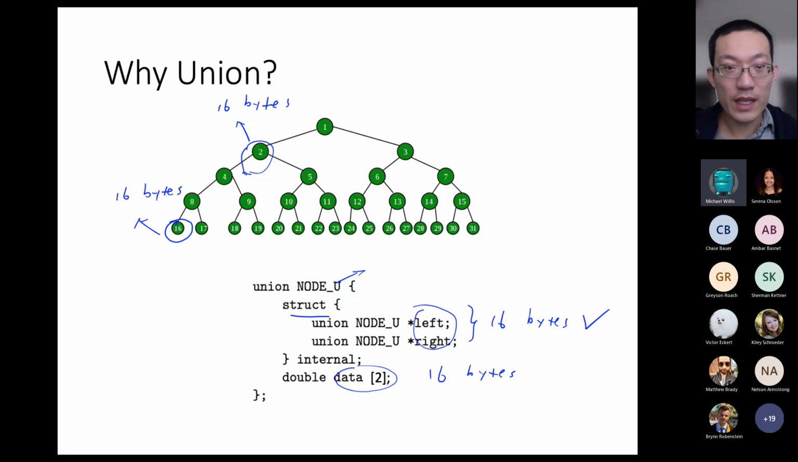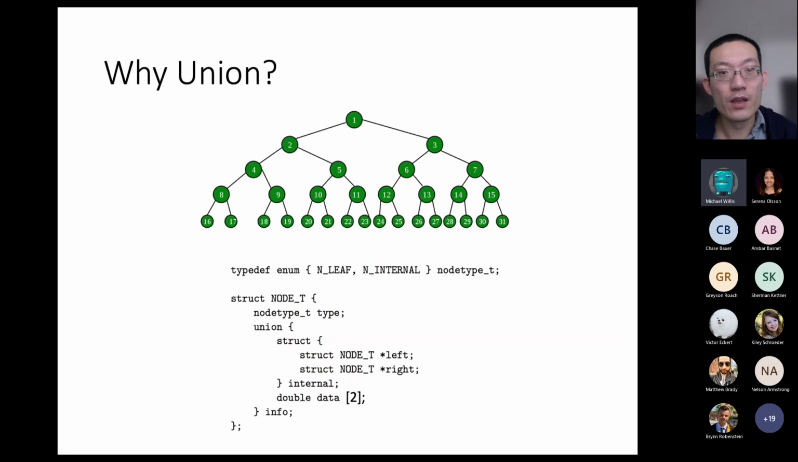Here comes one slight problem. When we feed a node, either 2 or 16, to a function, we want this function to work upon this node. And this function has no way to tell whether this node should be interpreted as the pointers or interpreted as the double array. So we need a little bit of help.